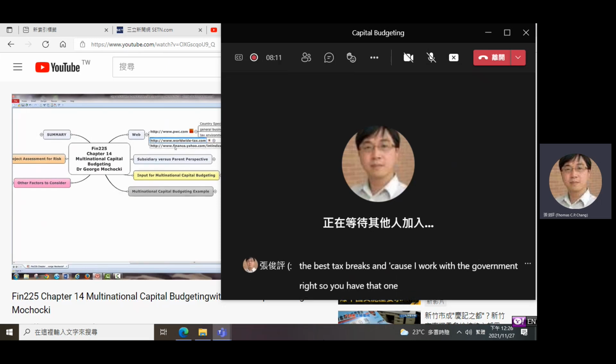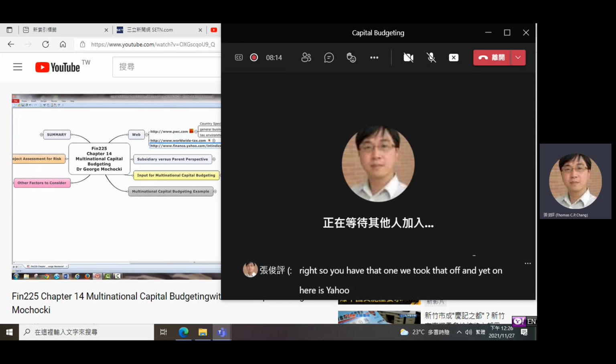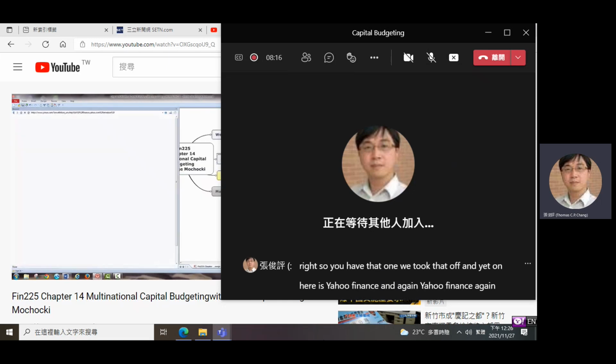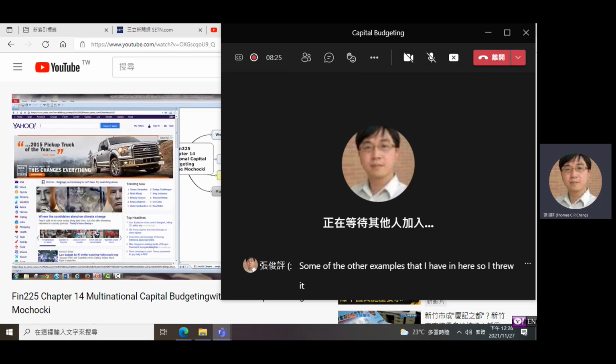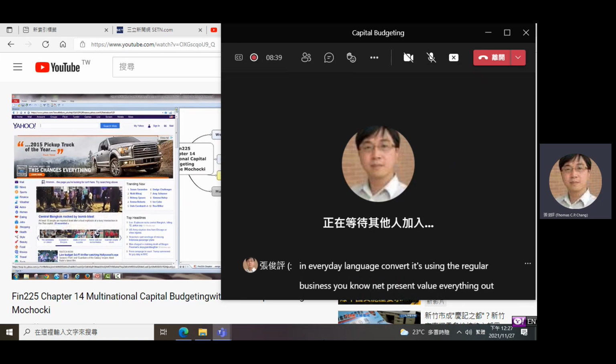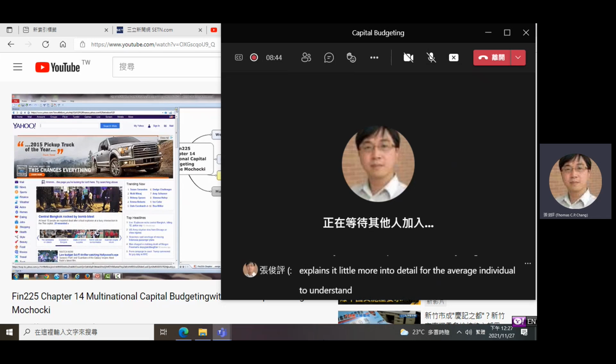We took that off. And the other one here is Yahoo Finance. Again, it tells you stuff. I forget what I did with this one. I did this one with the stocks and some of the other examples that I have in here, so I threw it in here. Look at it, and again, it's got a lot of information, and it's in simplistic words. It's easy for you to understand. It's everyday language. It's using the regular business terms, net present value and everything else, but it explains it a little more in detail for the average individual to understand. Once you understand that, it's not that hard.